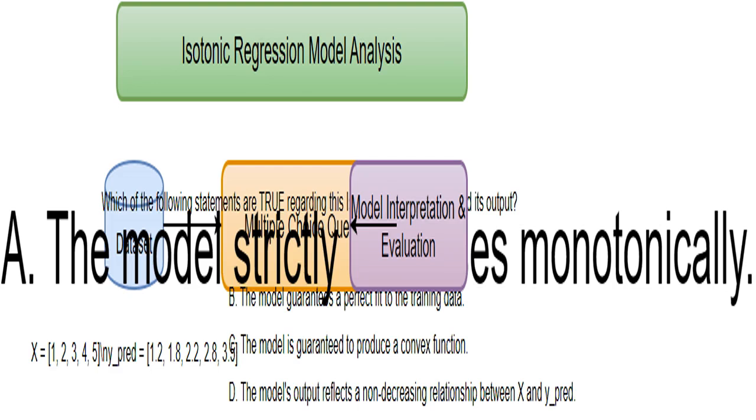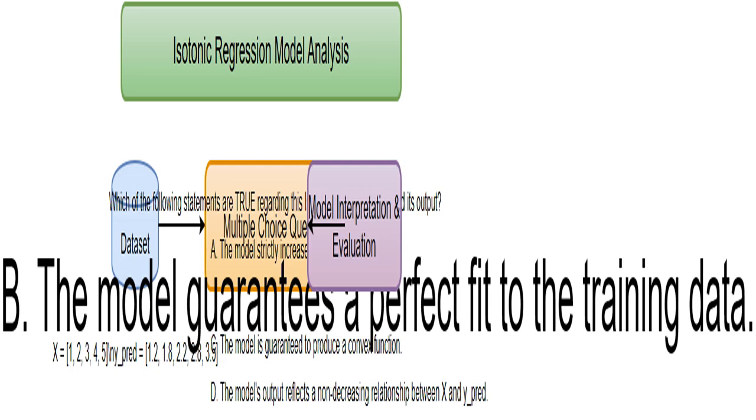Here, I'll check if the model's predictions precisely match all the training data points. The convex function curves upward. I'll determine if this model always produces such a curve. This checks if the output values increase or at least stay the same as the input values increase. This is a core property of isotonic regression. I'll verify this in the y_pred values.